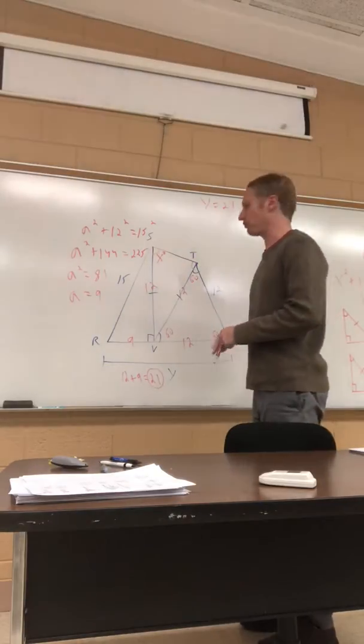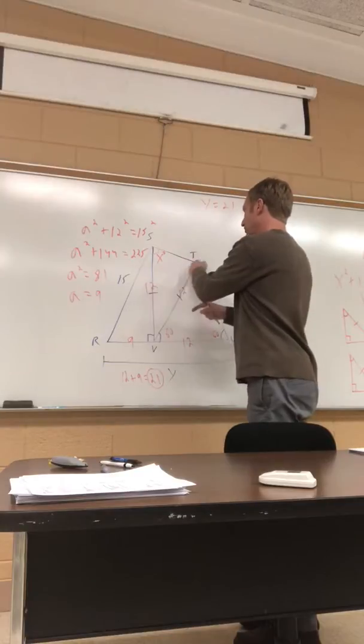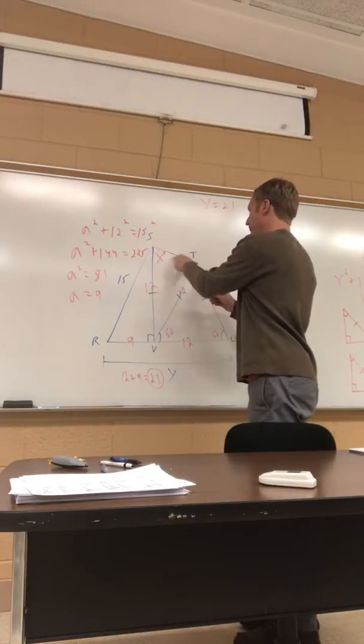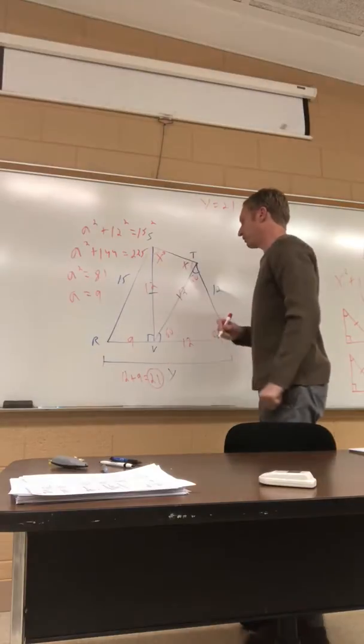isosceles triangle have to be congruent. Think about it, they're opposite a side that's the same length. So we know that these two angles are congruent. Okay, so that'll be x as well.